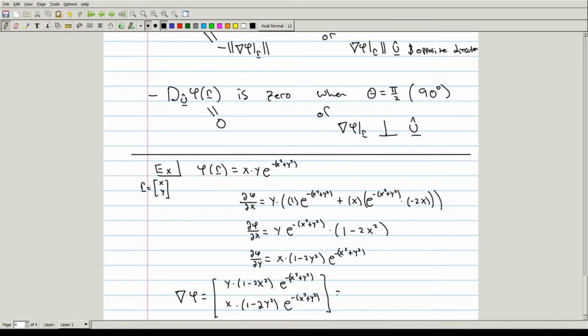And we can even simplify this a little bit if you want to just write this as e to the negative x squared plus y squared times the vector y times 1 minus 2x squared, x times 1 minus 2y squared.